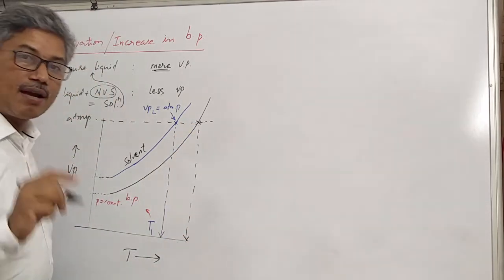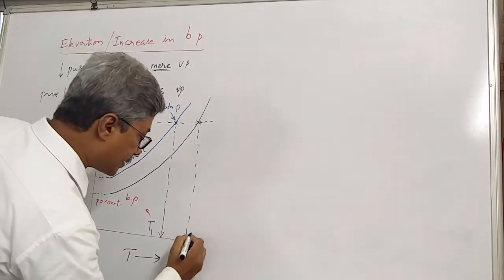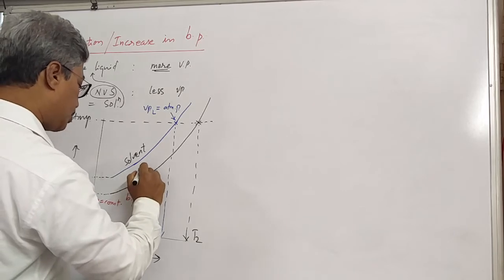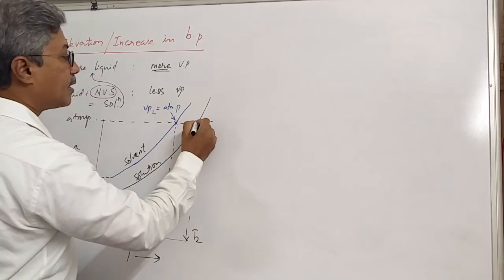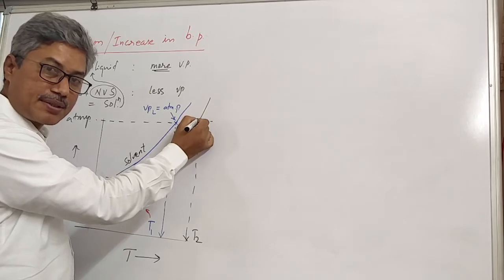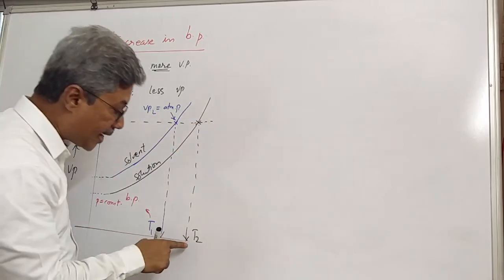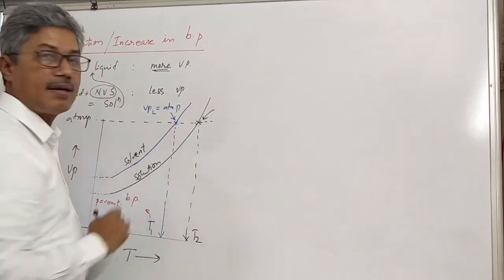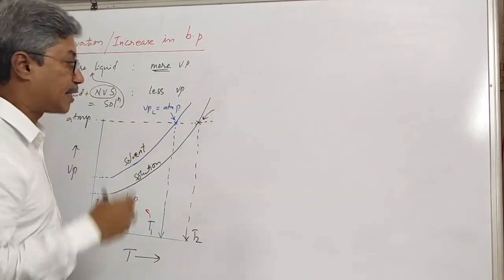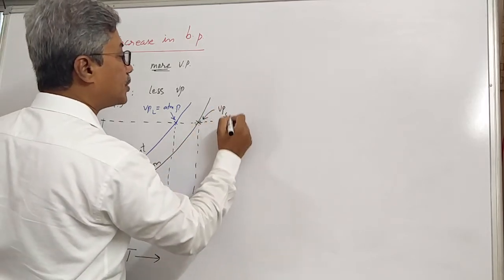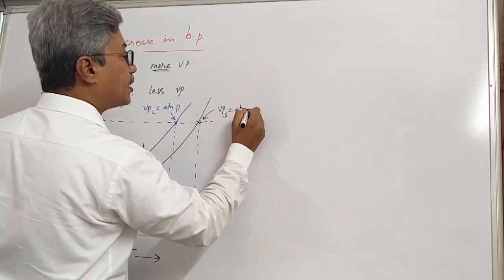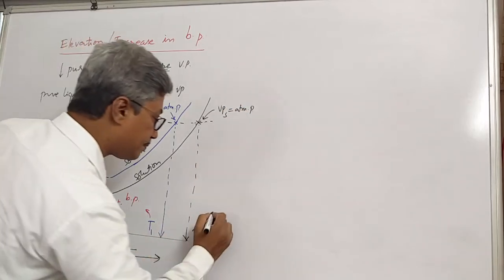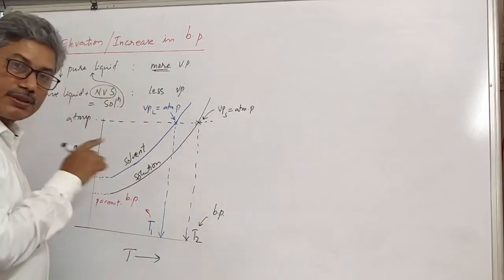At this temperature, what are we noticing here? At this temperature, that is T2, what is noticed is that the vapor pressure of the solution is equalizing to the atmospheric pressure. That means at this T2 temperature, the vapor pressure of the solution becomes equal to atmospheric pressure. Therefore, this temperature is called the boiling point of the solution.